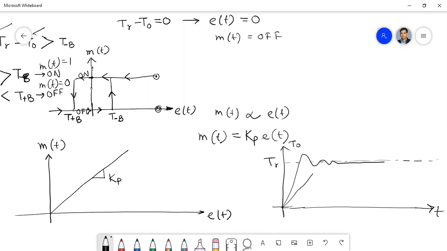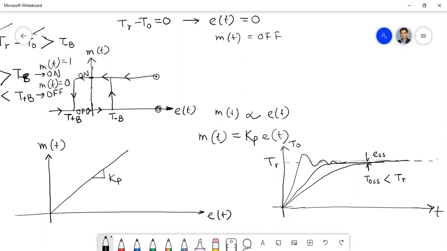Can be a critically damped response like this. Can be an overdamped response as well, like this. But in all these cases, there will be some steady state error. So that means the output temperature will always be less than the reference temperature. So always there will be some steady state error.